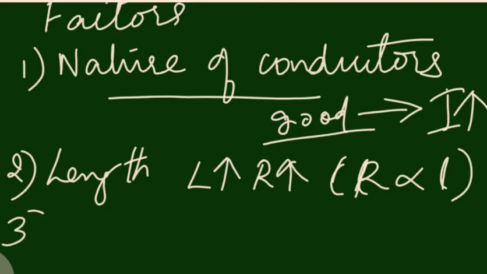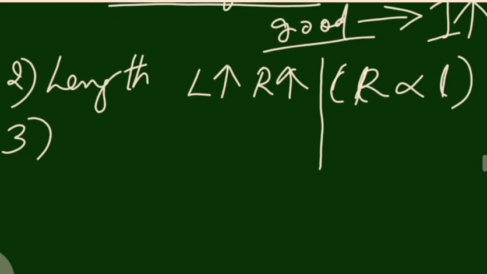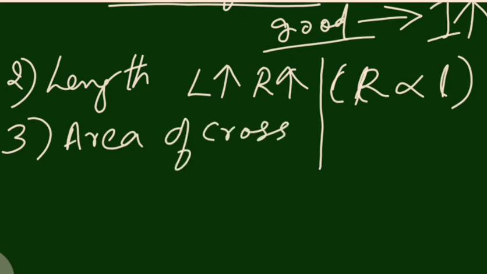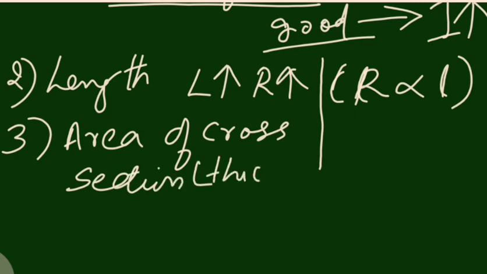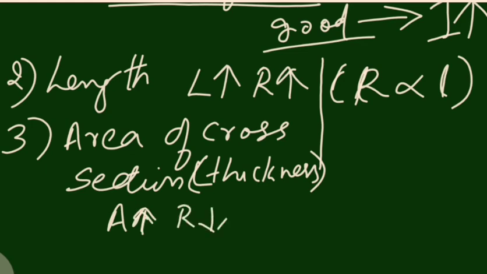Now the third factor, that is about the area. Don't simply write area, it is area of cross section, or you can say thickness. Thickness of the conductor. What is the relation? If area is more space will be there, less collision, so resistance will be less. Or we can say resistance is inversely proportional to area of cross section.